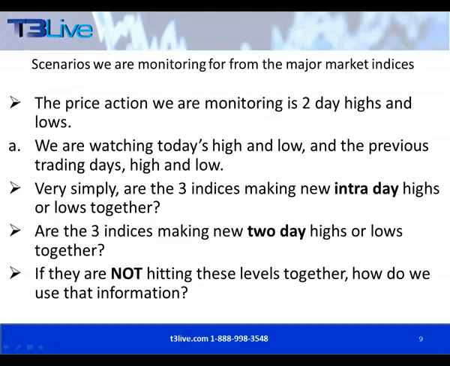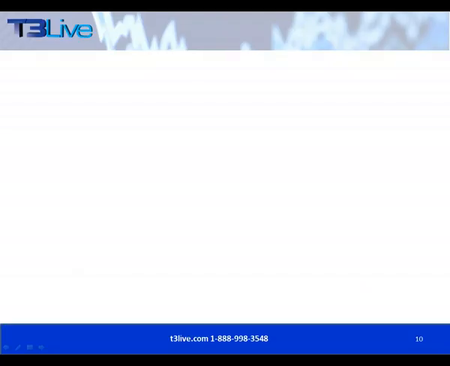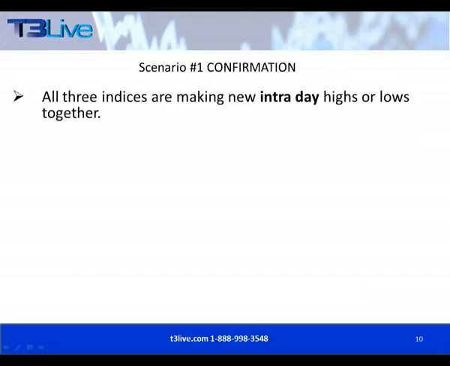So again, market opens, you're monitoring the price action in the Dow, the NASDAQ, and the S&P in relation to yesterday's high and low. And then as the day unfolds, you have reference points of today's high and low and yesterday's high and low. Are they taking those levels out at approximately the same time, or are they not? Very simple.